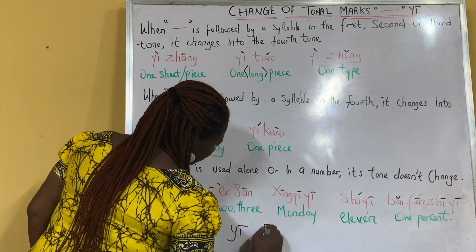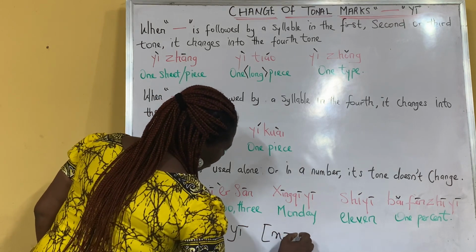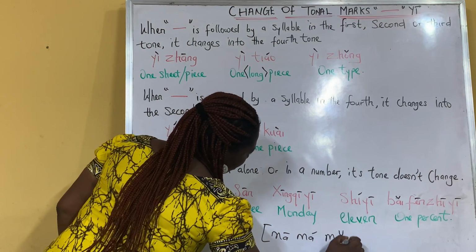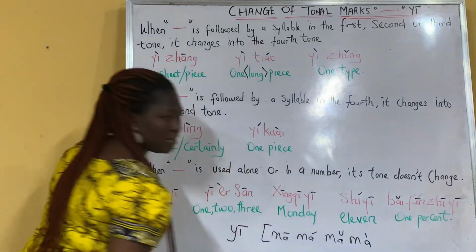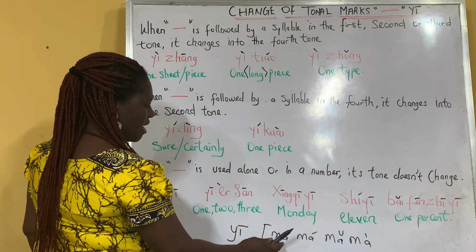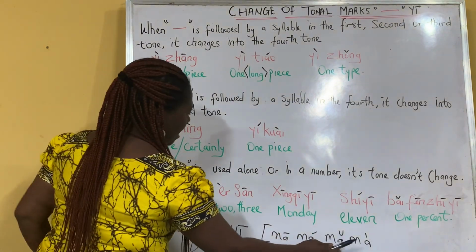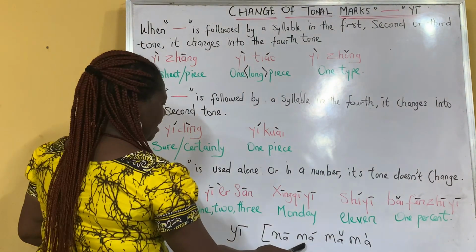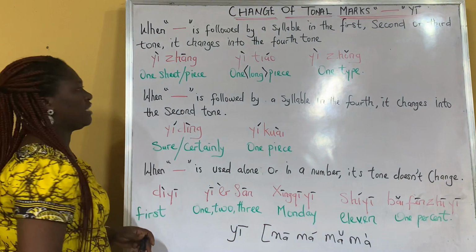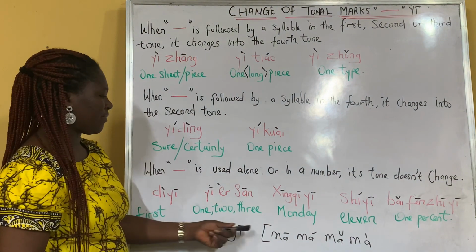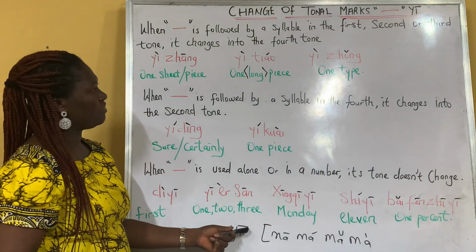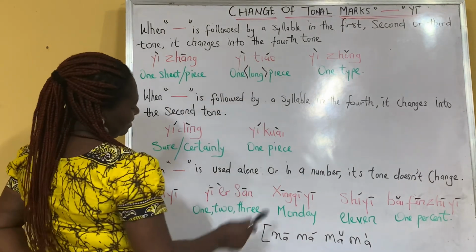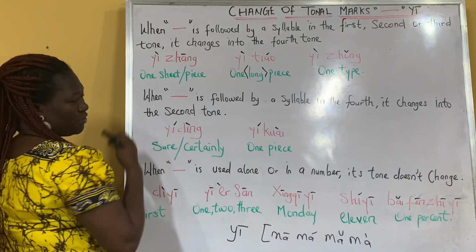If you remember our tone marks, we have mā, má, mǎ, mà. Do you remember it? Again. Okay, so the original tone of 一 is the first tone, which is the flat tone. So here, there are some changes: when does the tone of 一 change? That's what I'm going to explain today.